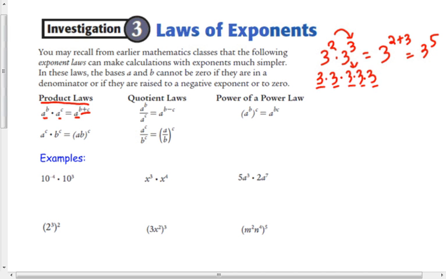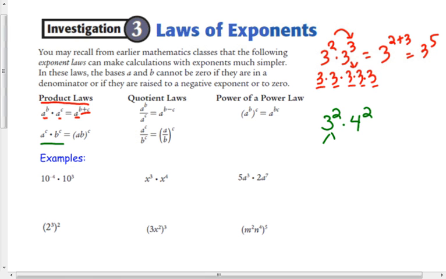Another product law is this one. I'll do this one in green. A to the c times b to the c is equal to a times b to the c, and I'll give you an example of that. Let's say we have 3 to the second power, and we have some other base to the same power, like maybe 4 to the second power.